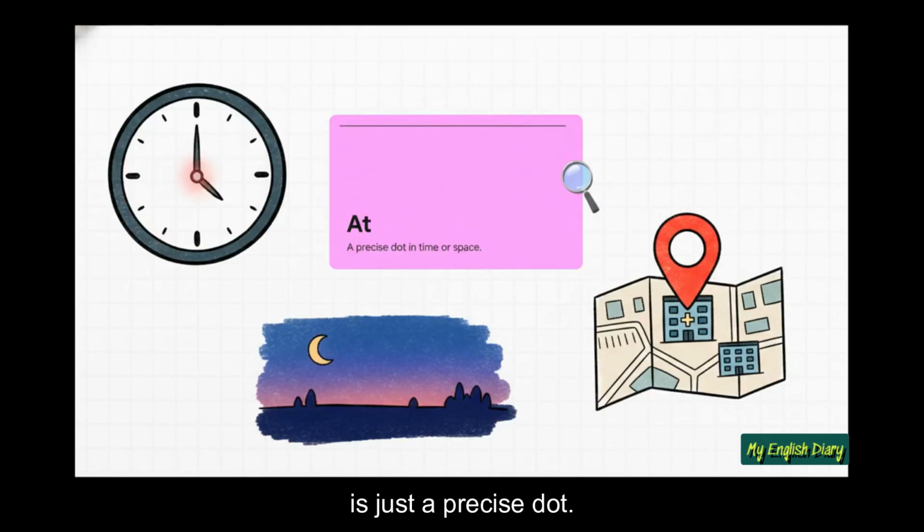At is just a precise dot. On a clock, 6 o'clock is an exact dot in time, so we say at 6 o'clock. But at is also incredibly useful when a boundary isn't clearly defined. Take the phrase at night. When exactly does night start? It's kind of ambiguous, right? It's different for everyone, so there's no clear frame or box for you to be in.